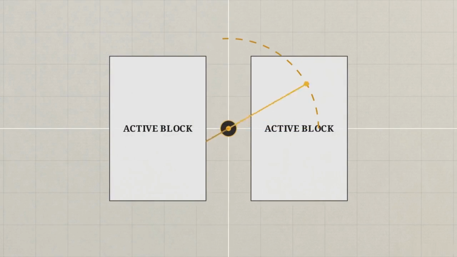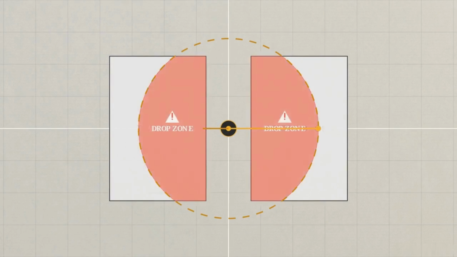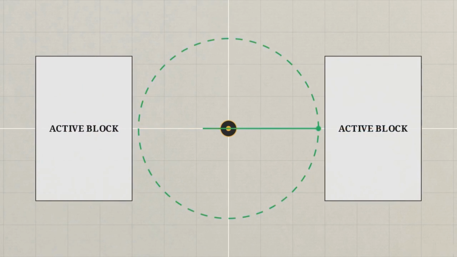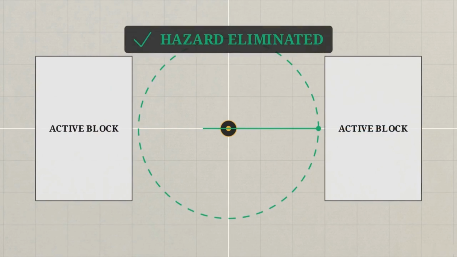When a design forces a crane to lift over active blocks, a worker entering a drop zone becomes a fatal risk. The site practice itself creates the hazard. By optimizing the blueprint to increase block spacing, we eliminate the swing path overlap. Safety is now a function of the geometry, not human behavior.